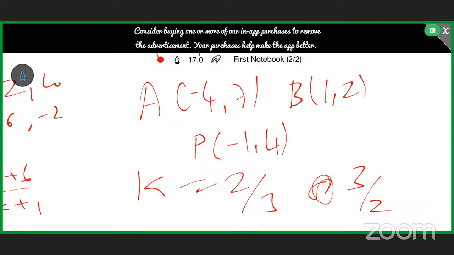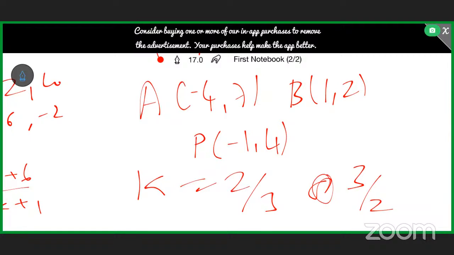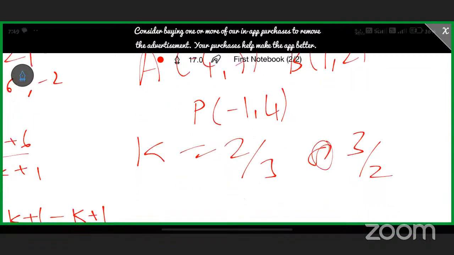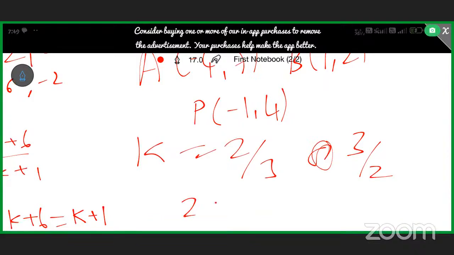Minus 5, minus 6, sir. 5 comma minus 8. No. Minus 5, minus 8. No. That means the line divides in the ratio 2:3. If K is equal to 2 by 3, the line divides in the ratio 2:3 externally. 14 comma minus 14, sir. Minus 14, 17. No, wrong.